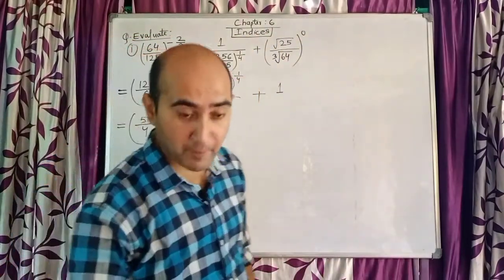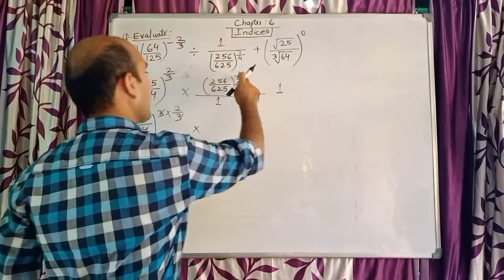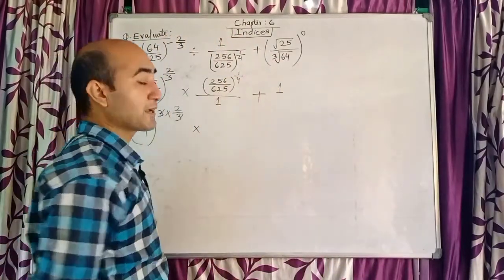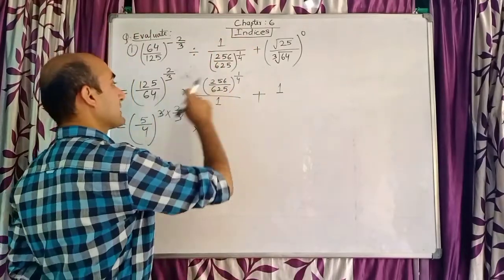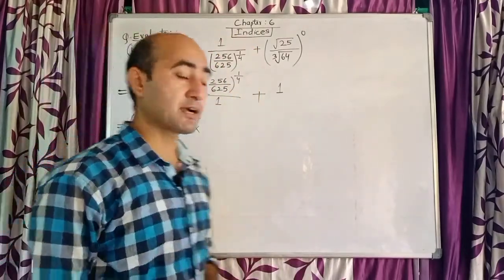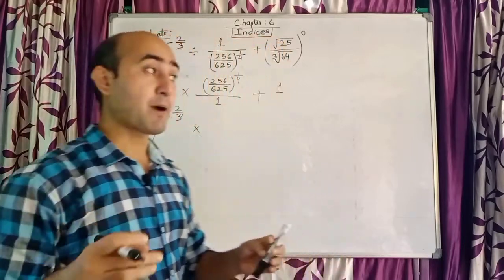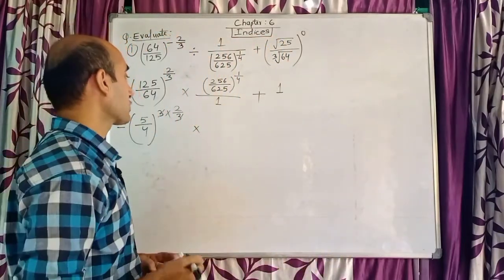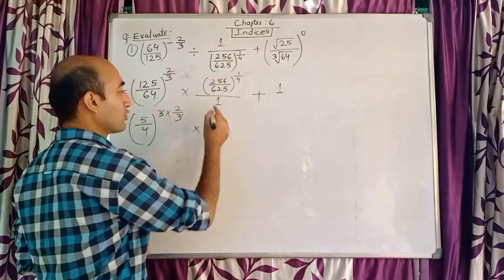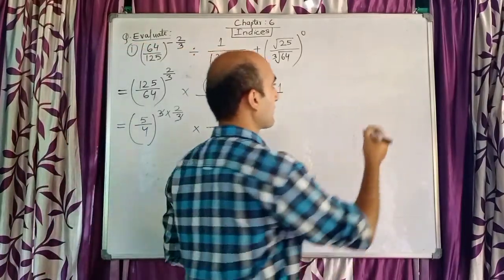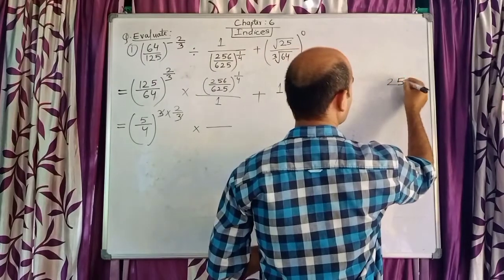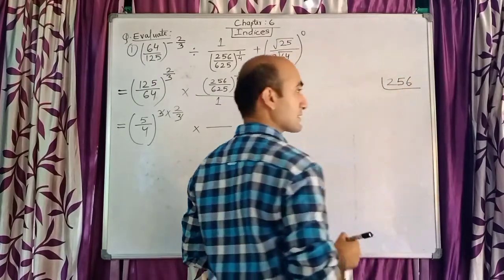Now you look at this 4, the denominator of the power. Now 256 will become power 4 of what? That you have to think, and 625 will become power 4 of what number? Very simple, children. To know that 256 is power 4 of which number, you can take help like this. 256, you do like this.